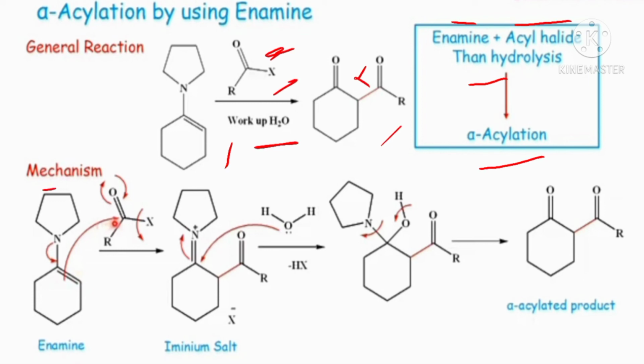Okay, next the mechanism of the alpha acylation reaction. Here the enamine, by using the lone pair of nitrogen, delocalizes and here formation of a nucleophile. This nucleophile attacks the electron deficient carbonyl carbon. This bond reverts back and here loss of the leaving group and here formation of iminium salt. The next is hydrolysis and the formation of the alpha acylated product.